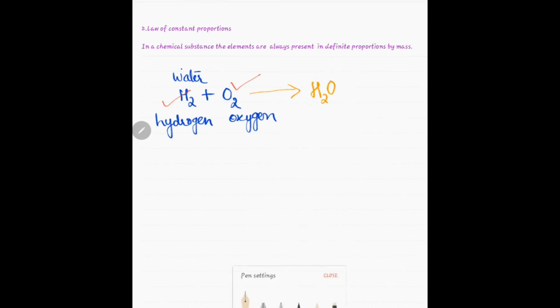Hydrogen plus oxygen. Hydrogen is one element and oxygen is the other element. These are the two different elements. Now these two combine to give you water, that is H2O. This is water.